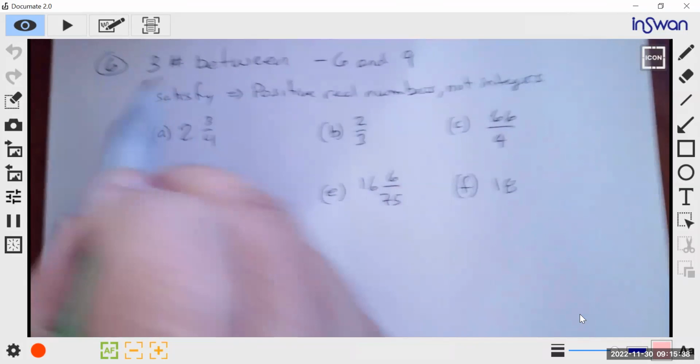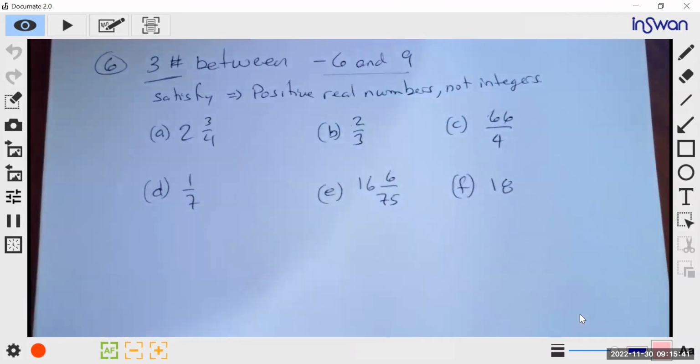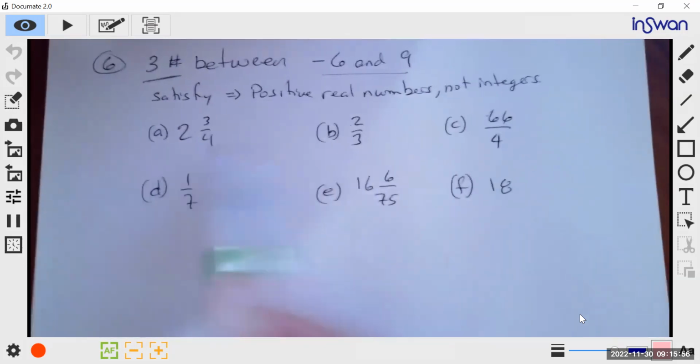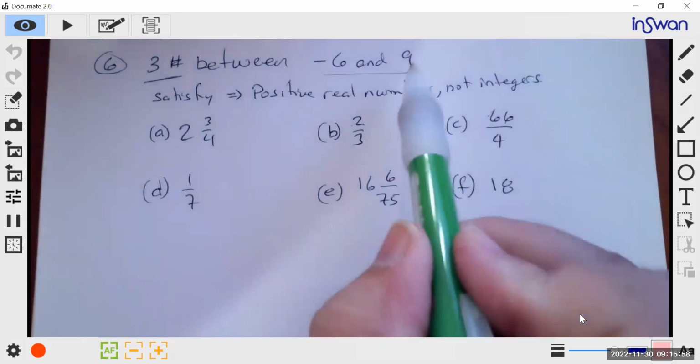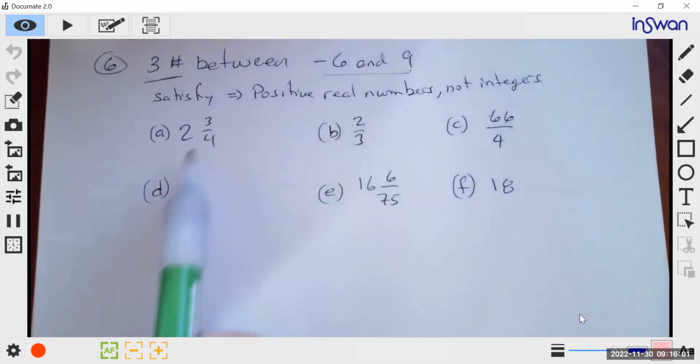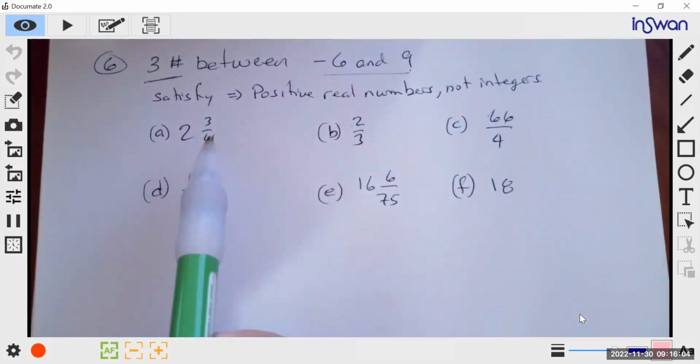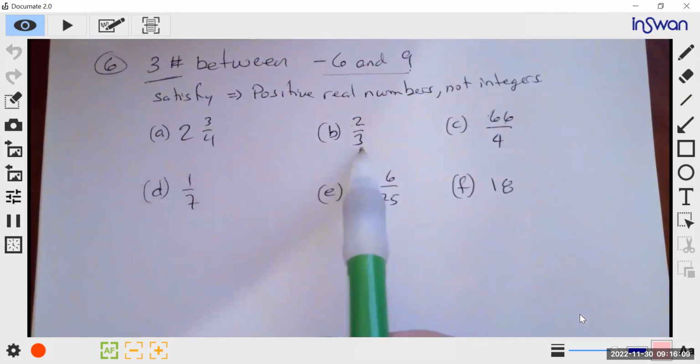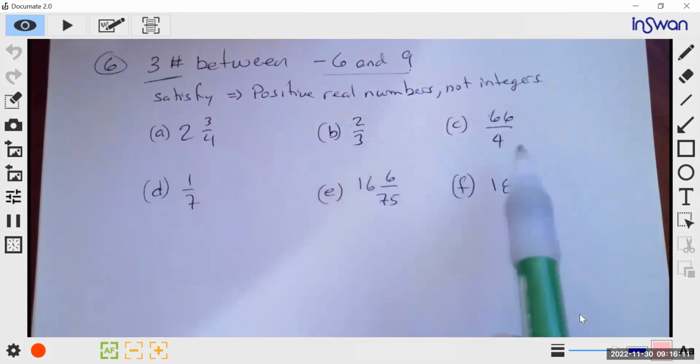So we have to find 3 numbers between these two. Do we know any of them that won't work automatically, just by looking at them? Okay, so they're all positive, that's good. But are they less than 9? Yeah, because it's 2 and a little bit. Is that less than 9? Yeah, that's less than 1. 11/4, that's less than 9.